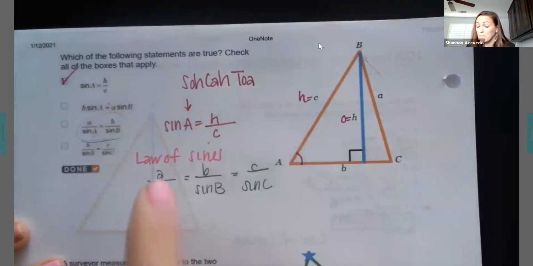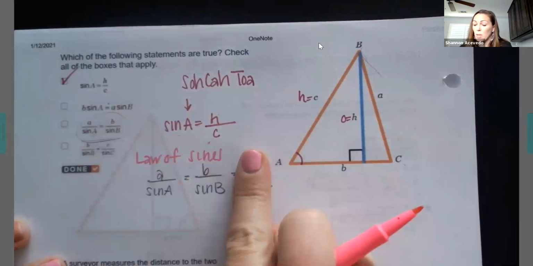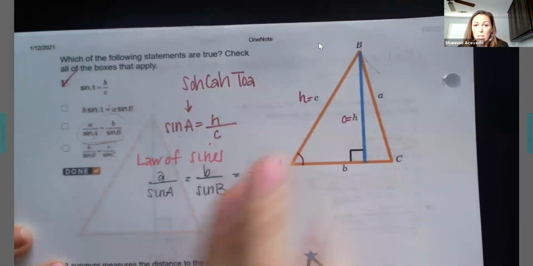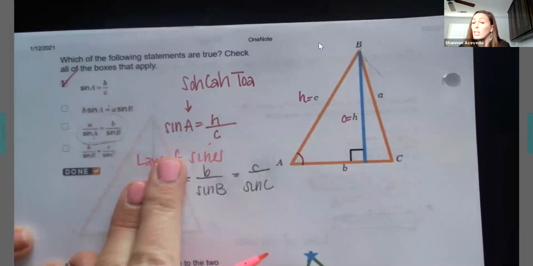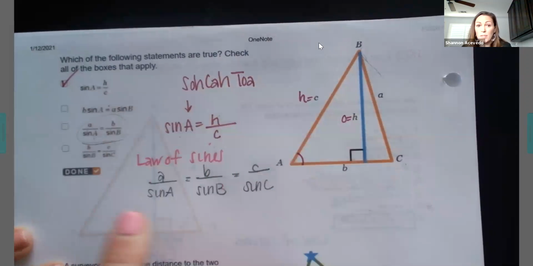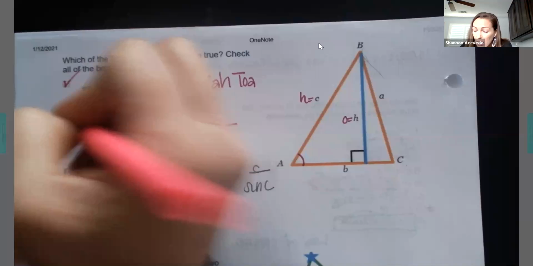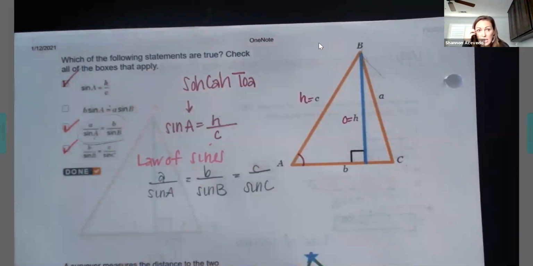Those are corresponding. So when I look at this first one, I know that I can do these two together. That's a true statement. I could do these two together equal to each other. I could do these two equal to each other. I could do any combination of those law of sines, and it's all going to be true because they're all equal to each other. So I know right away that this is going to be true, and I know this is going to be true. What I don't have exactly yet is this last one right here that I skipped over.